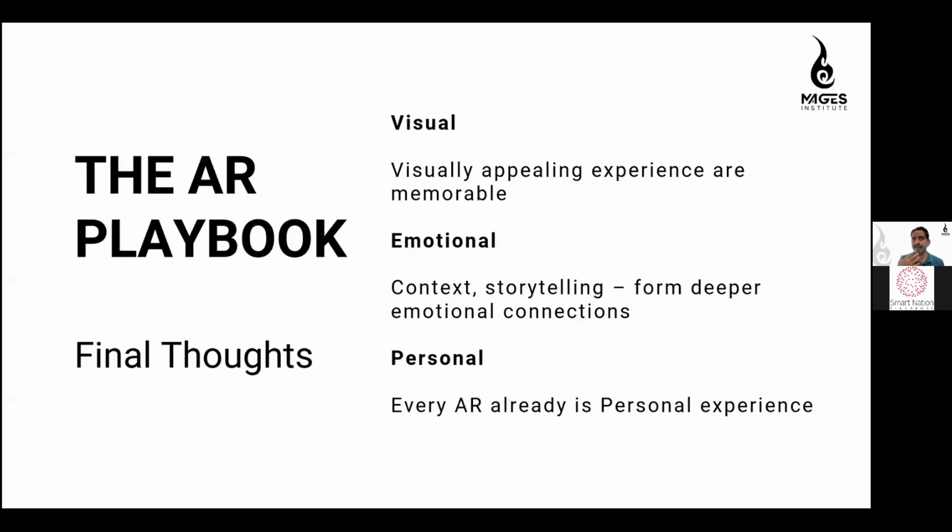That means you are just leaving it up to him. It's like a toy. Let him play with it. Let him rotate. Let him orbit. Let him change the color. Let him see how the product looks. So you're giving the empowerment back to the customer, and that's the important part of it. Three important things: visually appealing, connecting emotionally to the customer, and third, it's personal. That's the three parts of this AR playbook.